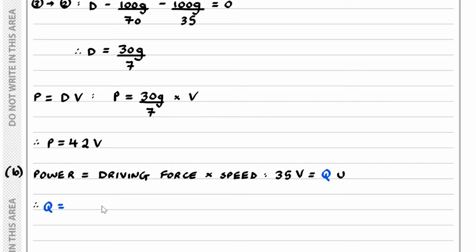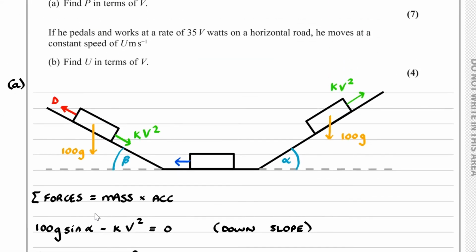And so we can conclude from here Q is equal to 35V over U. So that's going forward, and opposing that would have a different opposing force. Instead of us having V, we would have K U squared.